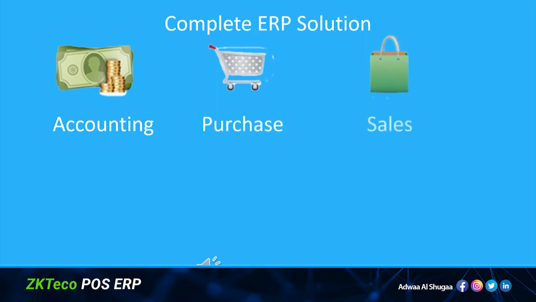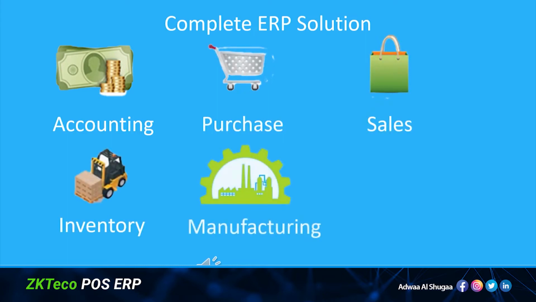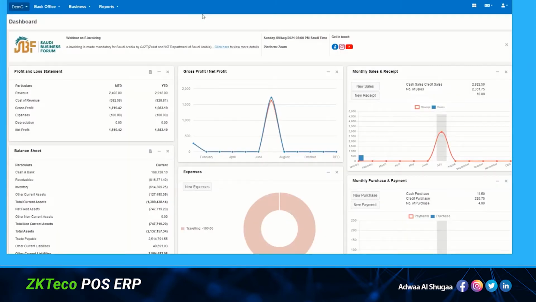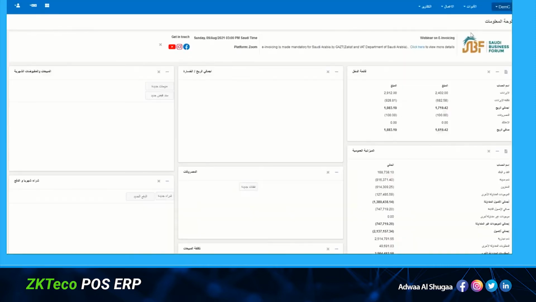ZKTeco is a complete ERP solution, including accounting, purchase, sales, inventory management, manufacturing, and all other necessary functions required for a business organization. ZKTeco can enter and view information in both English and Arabic.